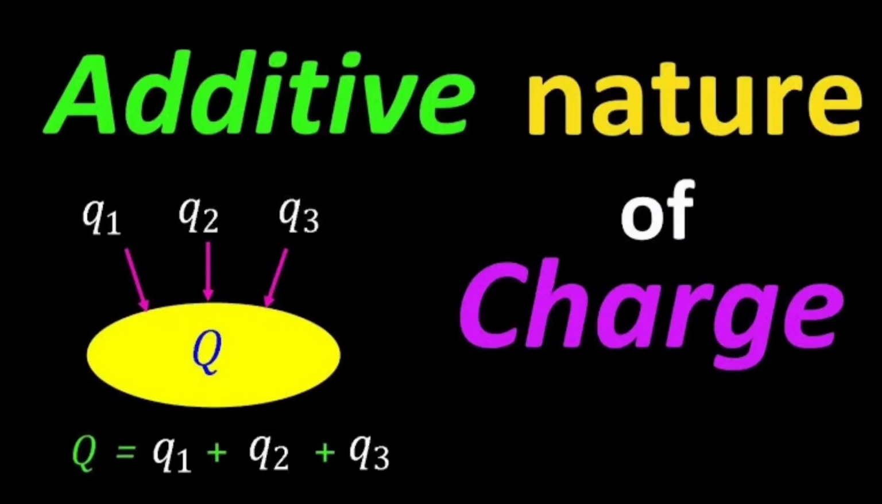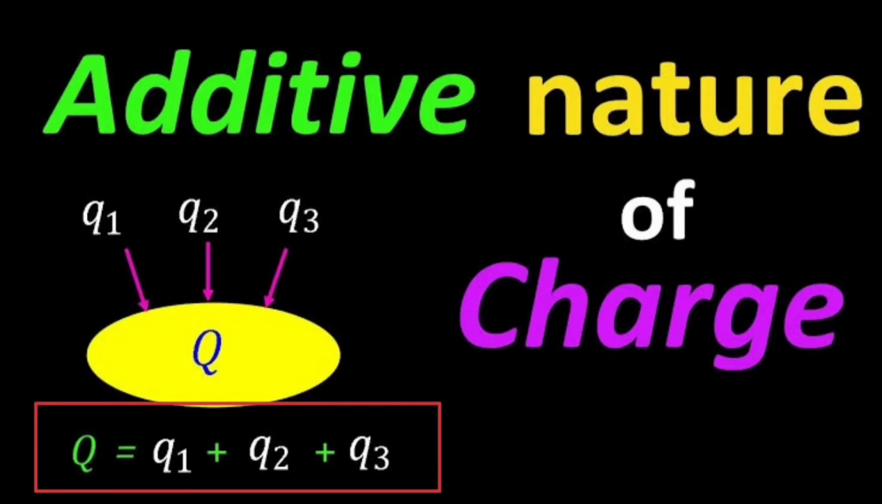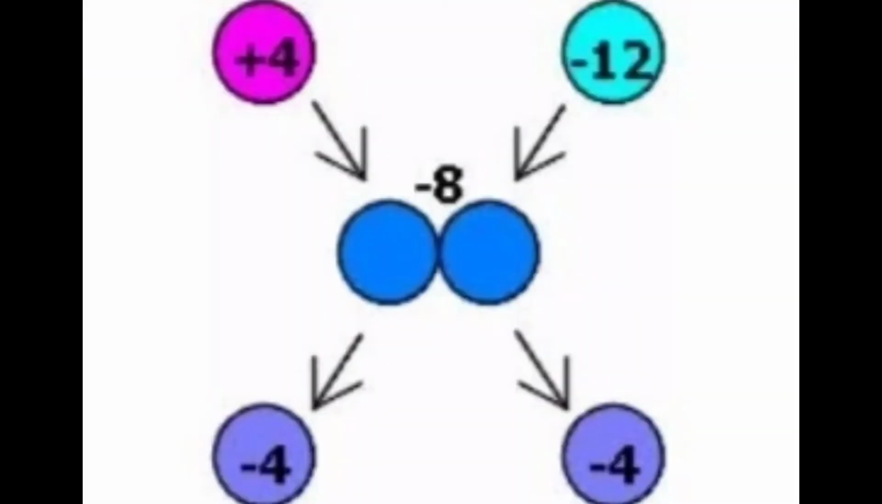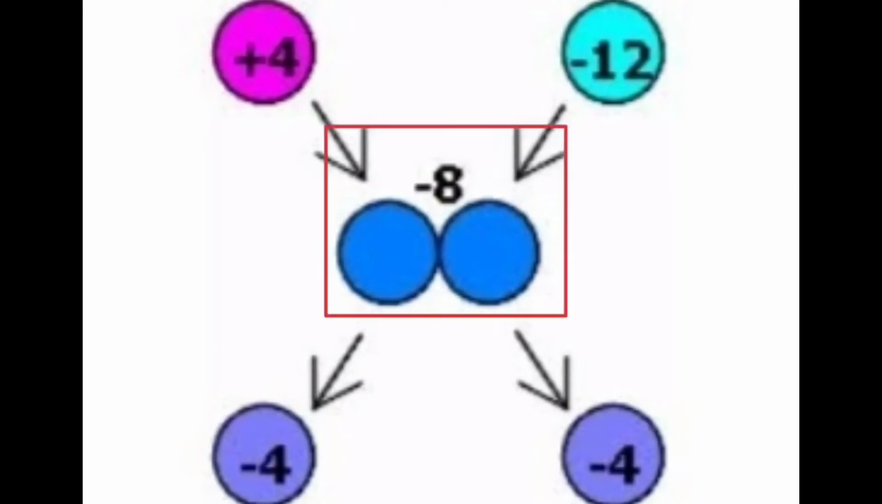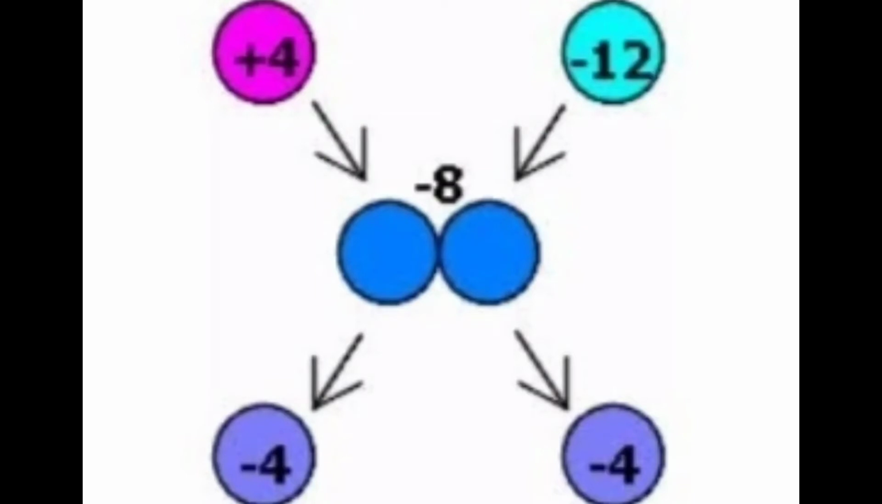Charge is additive in nature. Suppose two charged bodies come in contact with each other, then the net charge is equal to the algebraic sum of the individual charges. Suppose a plus 4 coulomb charged body and a minus 12 coulomb charged body come in contact with each other. So the net charge is equal to minus 8 coulomb. So charge is additive in nature.